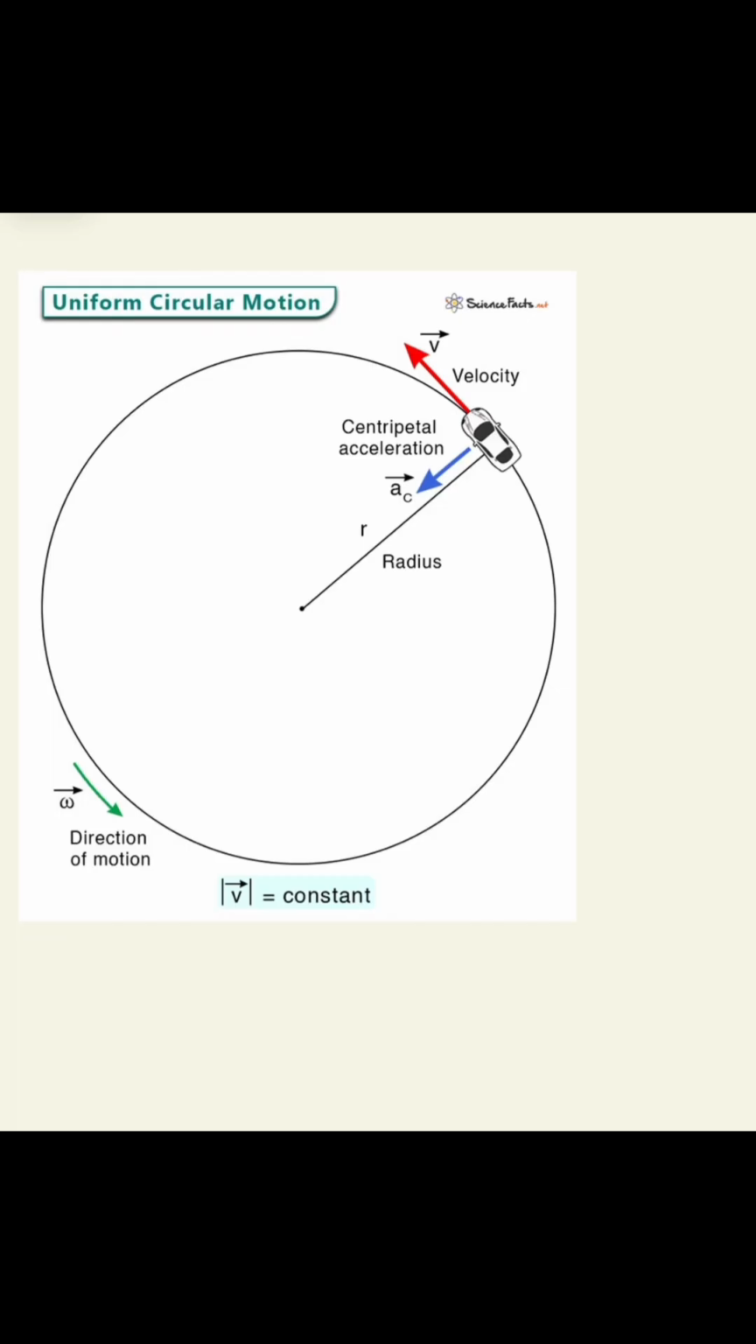So centripetal acceleration. The acceleration associated with uniform circular motion is called centripetal acceleration. It always points towards the center of the circle, perpendicular to the velocity at every point. So that's this blue vector here, represents the centripetal acceleration. This one here is represented by a_c, and we can see it's acting perpendicular to the velocity vector here.